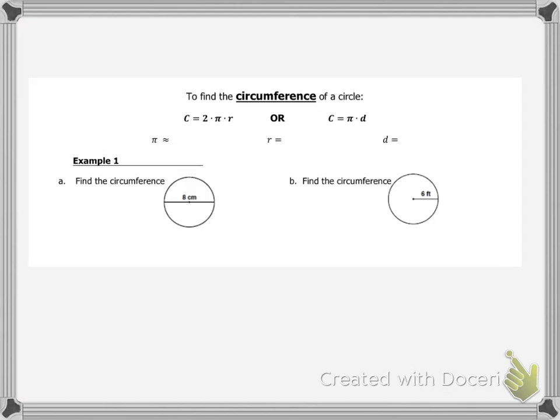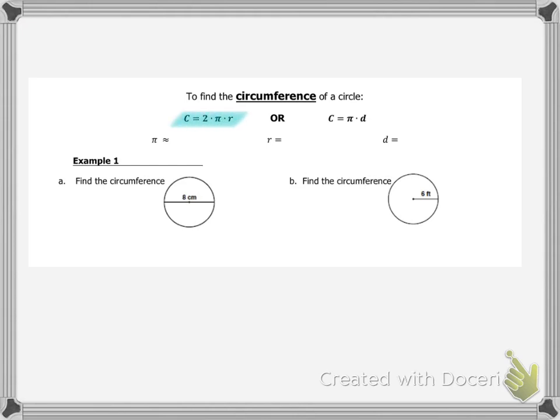Now, with the other shapes we looked at, there was no formula for perimeter because you would just add up all the sides to find perimeter. But, of course, with a circle, there are no sides, so we need a formula to find the distance around the circle. So there are 2 formulas, but they both basically do the same thing.